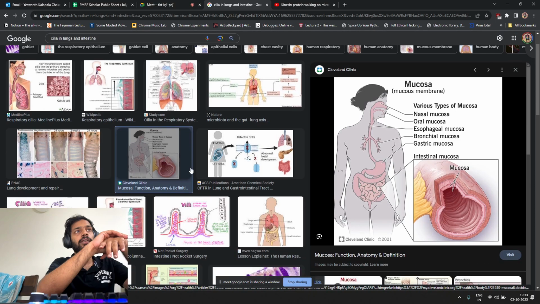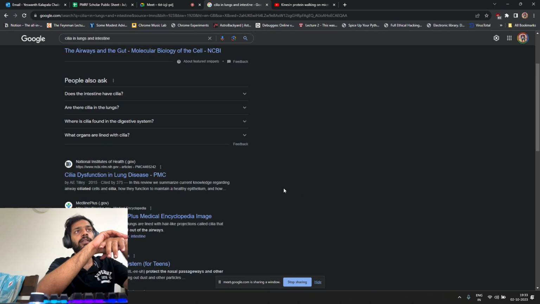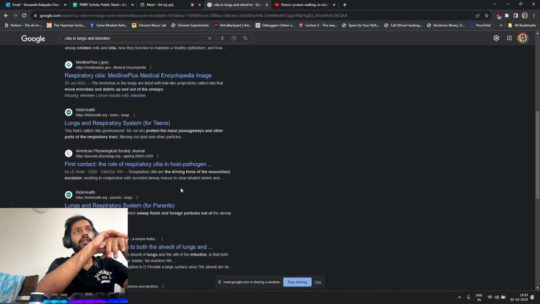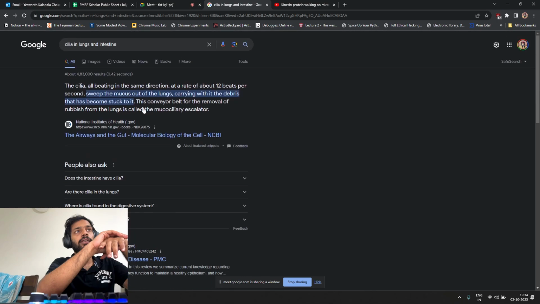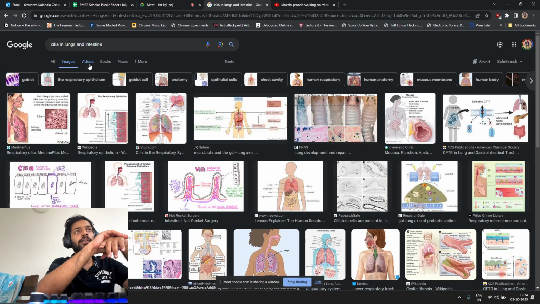Yeah, so I'm trying to find if there's any difference between the cilia in lungs and intestine, but right now I cannot. It does not seem like people have reported much on it. But essentially both of them are the same, but just because they're present in different environments, they serve different functions.